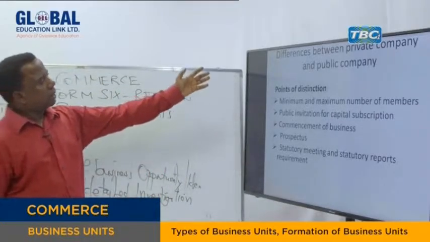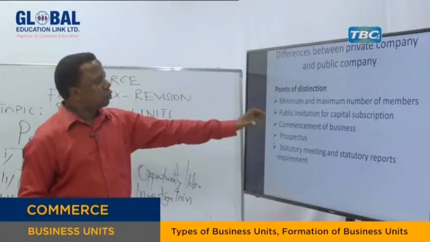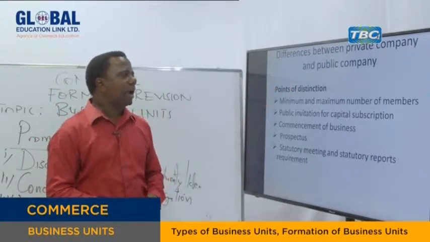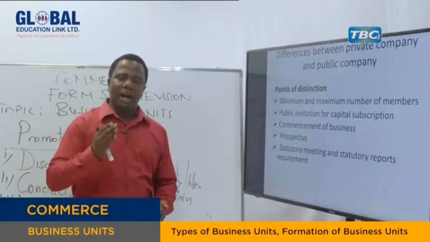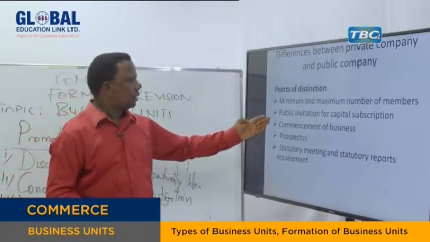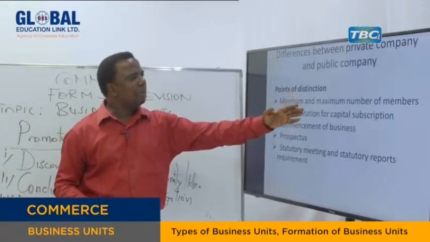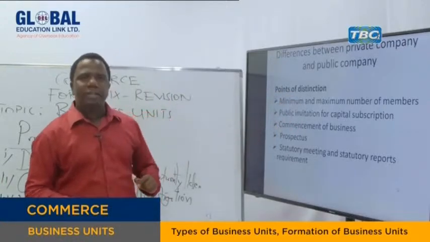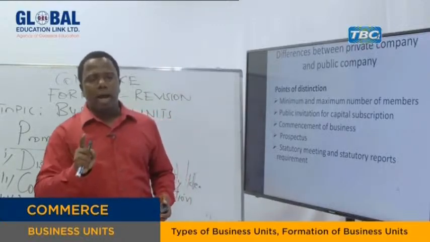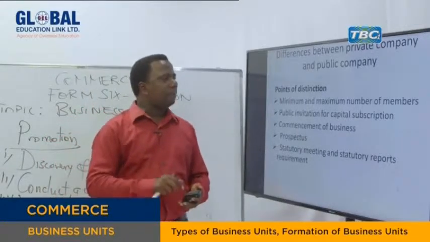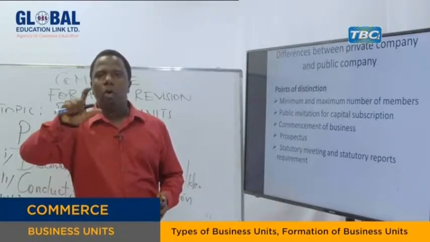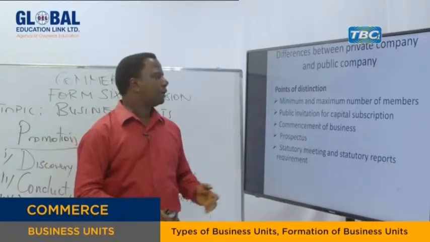Now, another thing to remind you is the difference between a private company and a public company. Public companies and private companies differ in the following ways. Number one, minimum and maximum number of members. In a private company, the minimum number is 2 and the maximum is 50, while in a public company the minimum number is 7, and there is no limit in a public company.